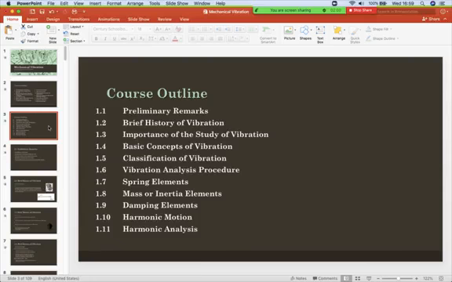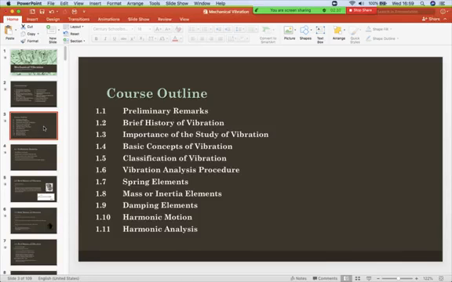So under the course outline 1.0, we have 1.1 up to 1.11. That is, we have preliminary remarks, brief story of vibration, importance of the study of vibration, basic concepts of vibration, classification of vibration, vibration analysis procedure, spring element, mass or inertia element, damping elements, harmonic motion, harmonic analysis.